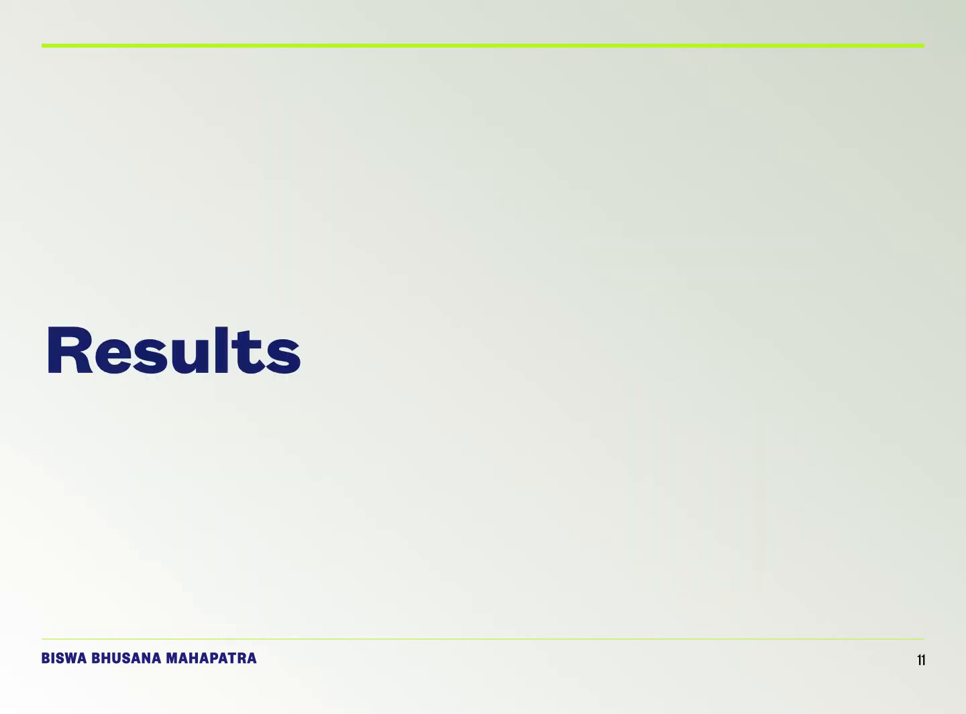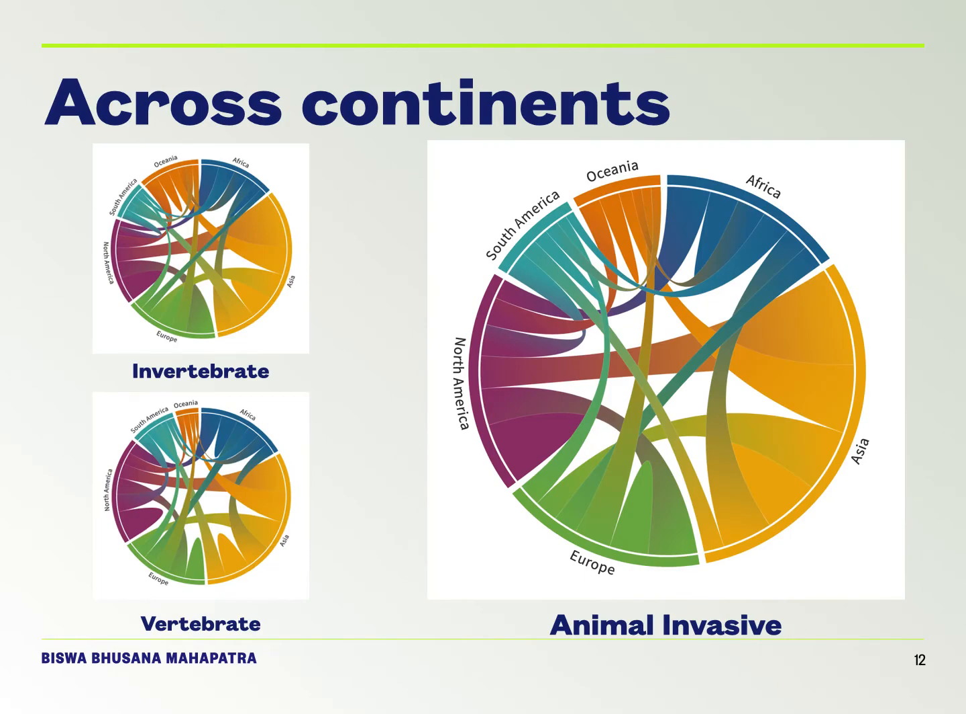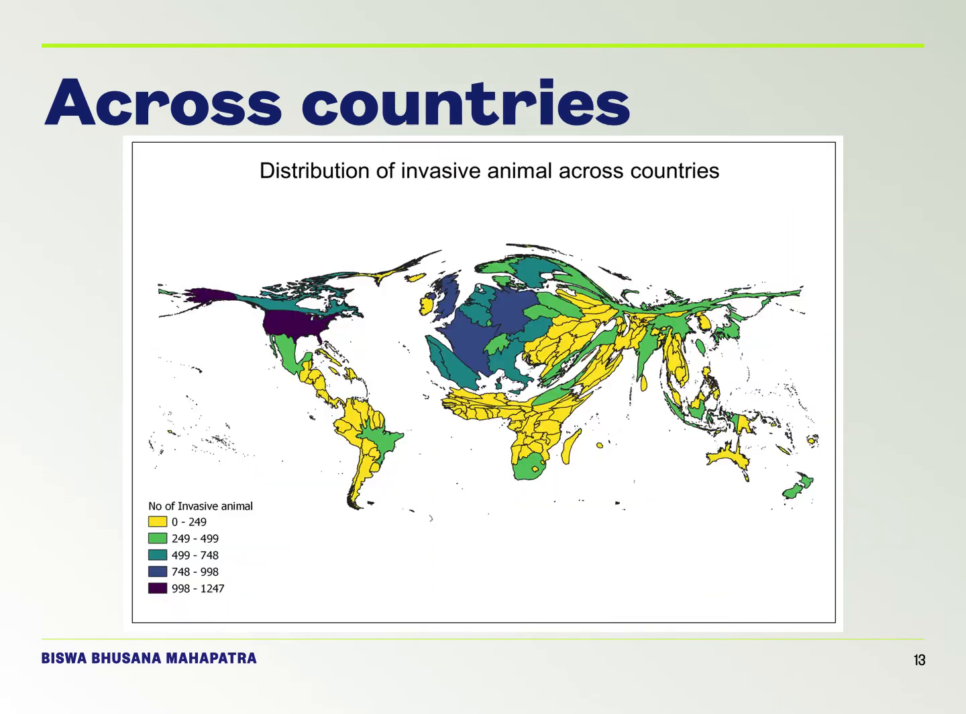Coming to results, across continents, invasive species have been introduced from different continents to different continents. Between Asia and North America, the thicker the line is, the more invasive species have been introduced. Across countries, the skewed map shows the invasive species density for each country. European countries and most of the islands have higher density than the other parts of the world.